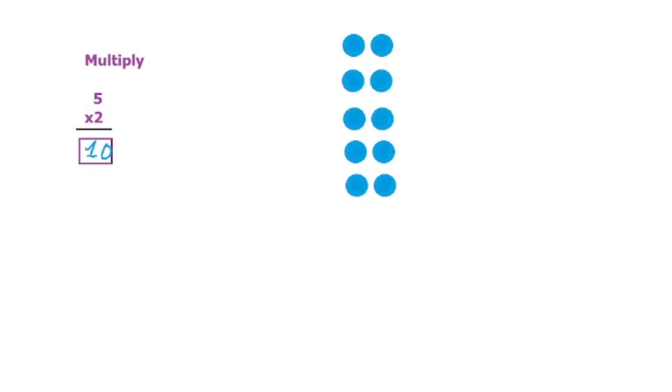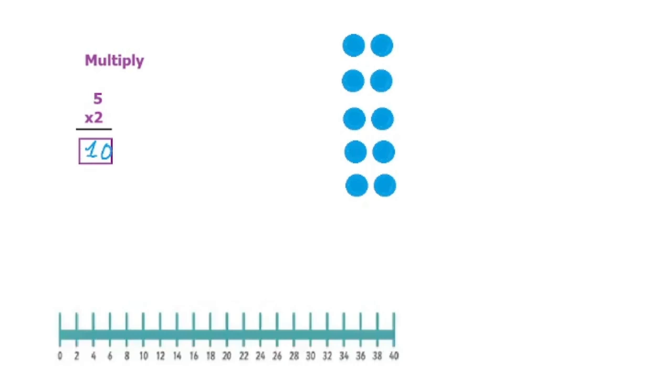So another way to do this is to take a look at a number line. So here you could see this number line skip counts by 2. So you could see it goes from 0, 2, 4, 6, 8, 10. So how would you figure out 5 times 2?